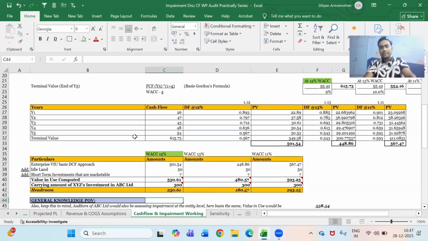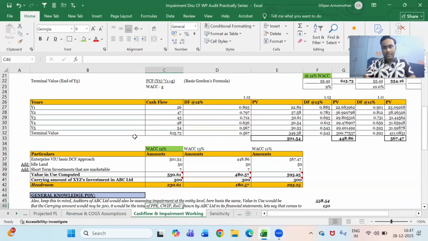Okay, guys. So we as KPMG, we have done and dusted this. Okay, now let's look at this perspective. Let us say PwC were the auditors of ABC Limited, as we had already discussed.